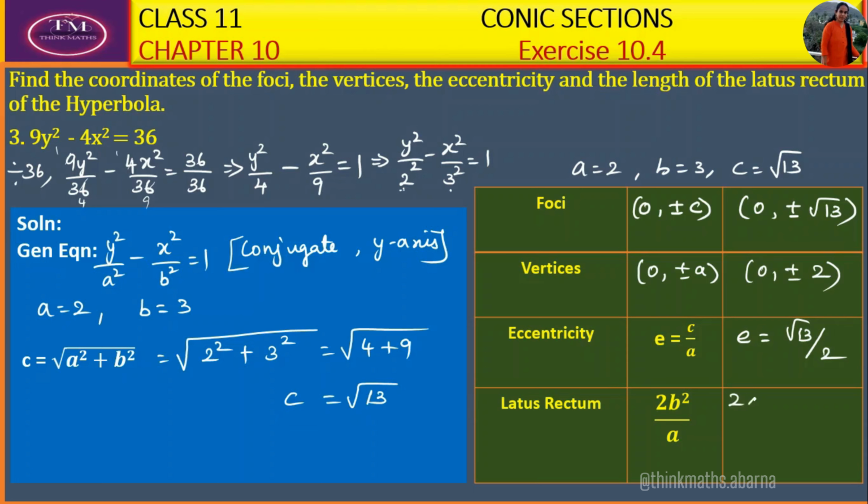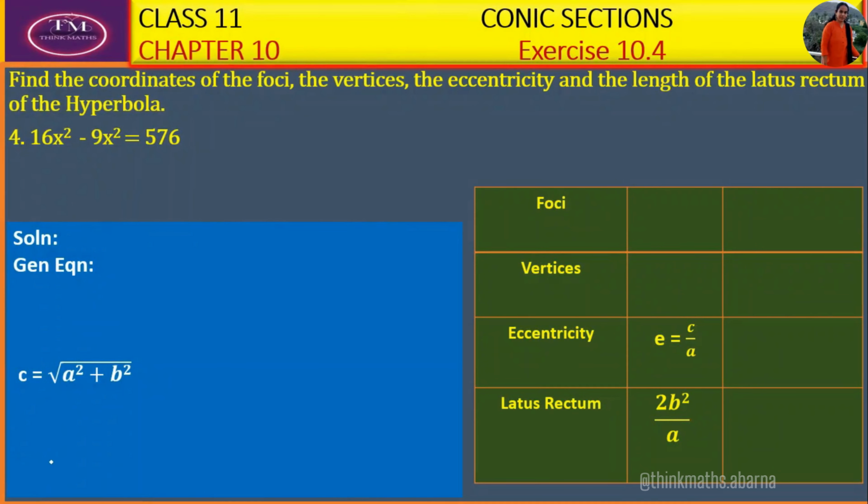Latus rectum is 2 into b square by a. What is b? b is 3. So it is 2 into 3 square by a, which is 2. So the 2 gets cancelled, and 3 square is 9. So the latus rectum is 9. So this is the answer for this problem. So moving on to the next set.